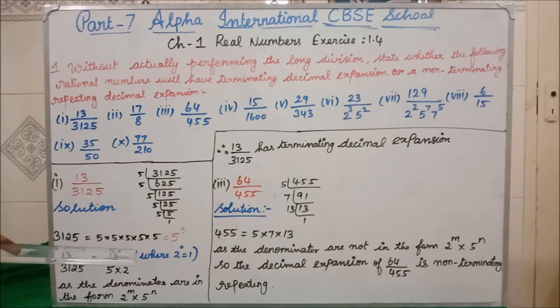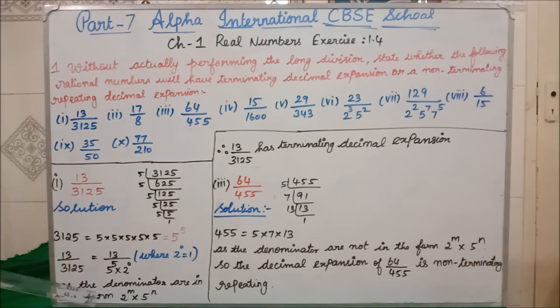Now see the denominator part. The denominator is in the form 2 power m into 5 power n, isn't it? Clear? 5 power 5 into 2 power 0, or 2 power m into 5 power n, both are the same. How are both the same? 5 2s are 10. Similarly, 2 5s are 10. So in multiplication, even if you change the order of the numbers, you will get the same answer.